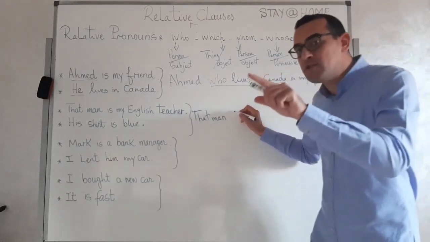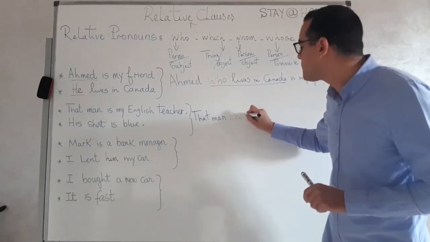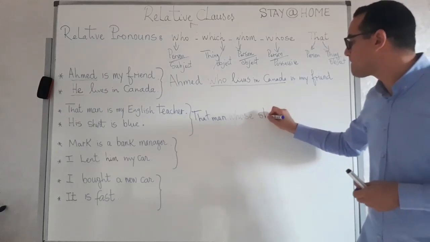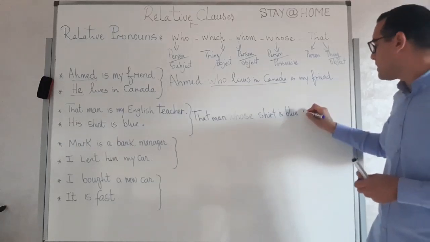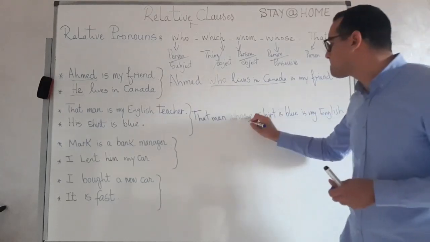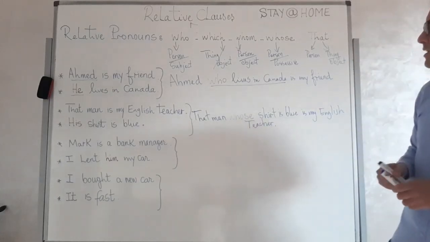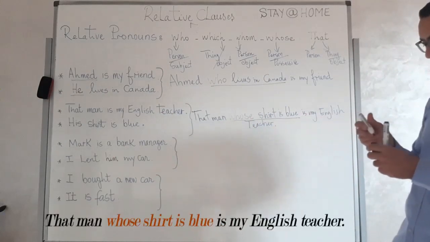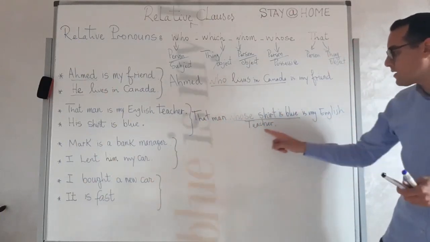So in order to define the man, we have the following pronoun: whose. Whose what? Whose shirt is blue is my English teacher. So the relative clause here is whose shirt is blue. That's the relative clause that we have here. That man whose shirt is blue is my English teacher.